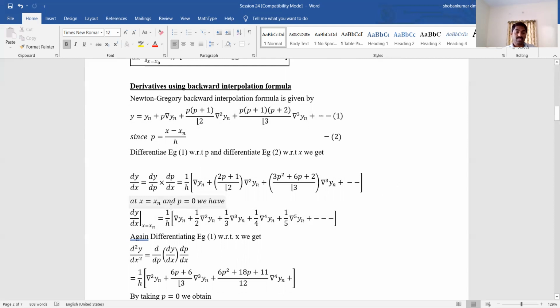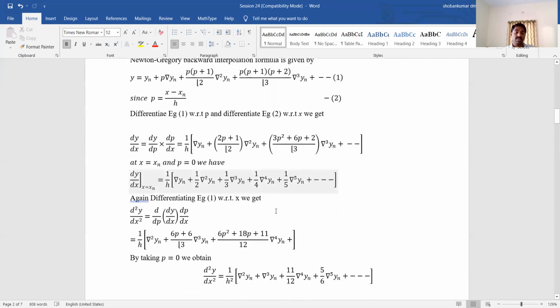At x is equal to xn, putting p is equal to 0 in this expression, we have dy by dx is equal to 1 by h into nabla yn plus 1 by 2 nabla square yn plus 1 by 3 nabla cube yn plus 1 by 4 nabla 4 yn plus 1 by 5 nabla 5 yn plus and so on.